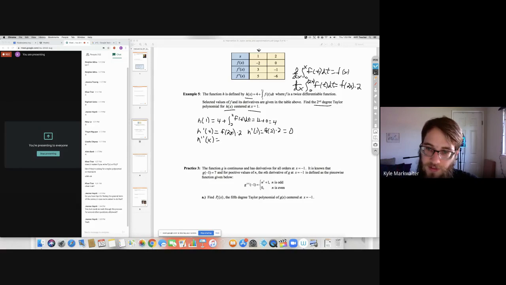I need the derivative of this thing now. That'd be f prime of 2x. We have an inside, so another chain rule. The derivative of the inside is 2. There's already a 2 out there, so it's times 4. H double prime of 1 is equal to f prime of 2 times 4. So I'm plugging in 1 for x. F prime of 2 is negative 1, times 4. Negative 4.